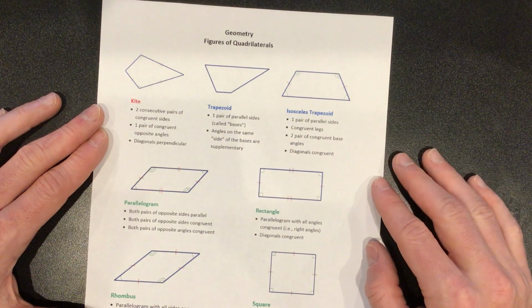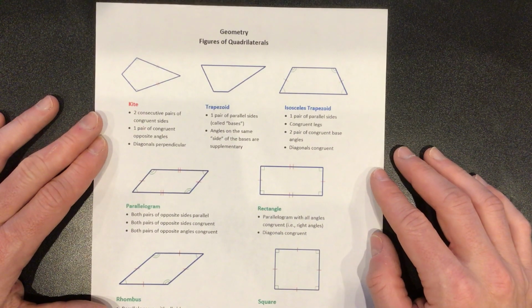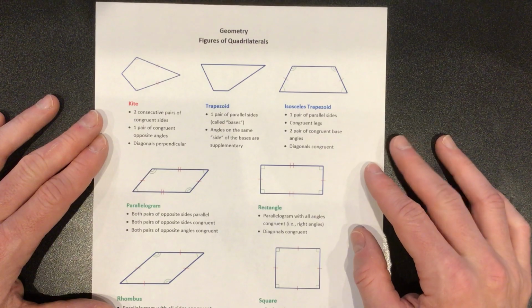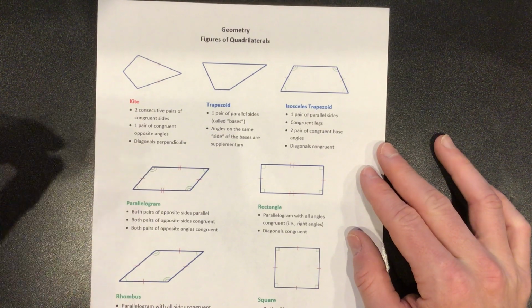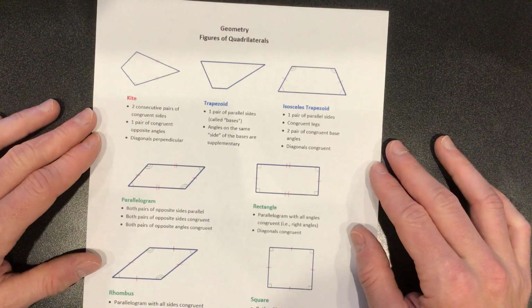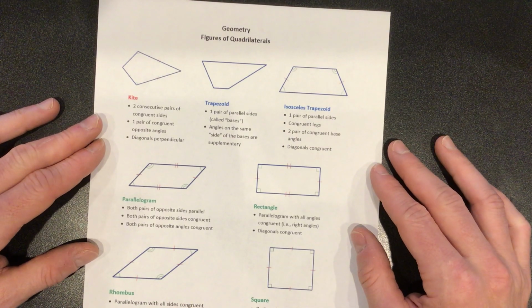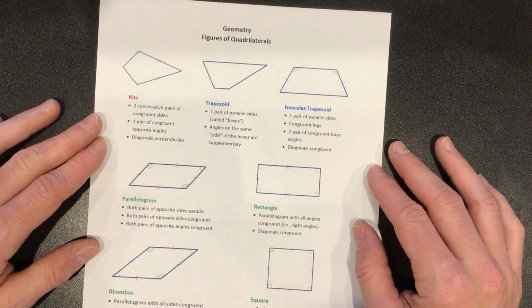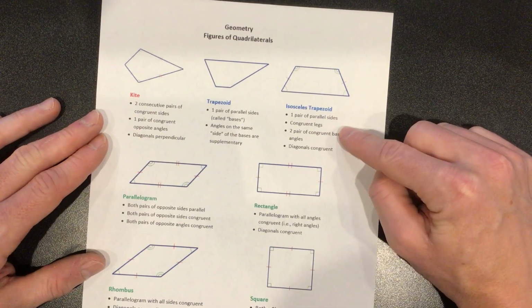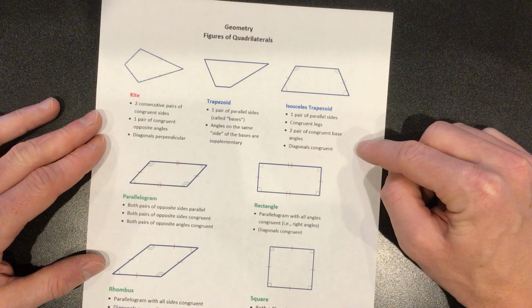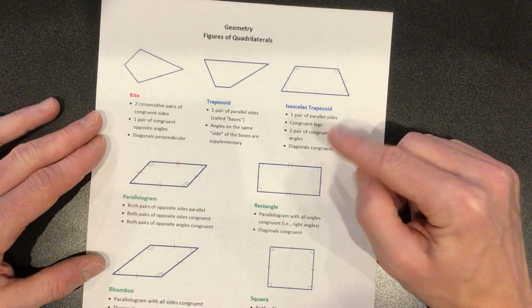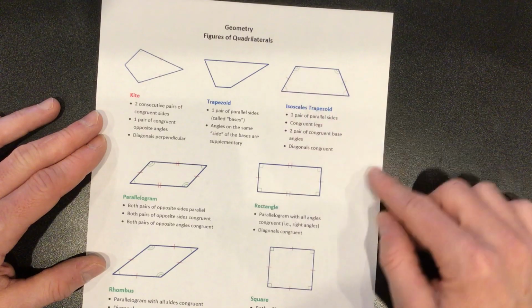A trapezoid, the definition that Ohio uses, is at least one. Now there are people in the world that just say a trapezoid is exactly one pair, but that's not what the Ohio Common Core has adopted, so we'll go with that. And then, of course, an isosceles trapezoid is similar to an isosceles triangle. An isosceles trapezoid is a trapezoid that also has congruent legs.